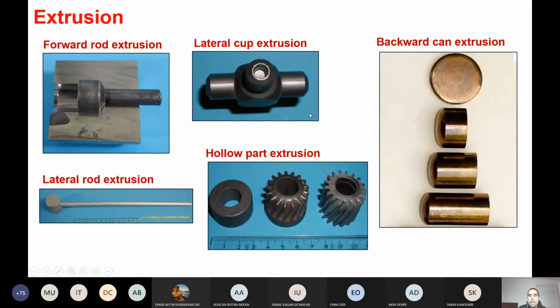These are examples of extrusion. There are different types again, like forward rod extrusion. This is a spider where we have lateral cup extrusion. So the press is pressing from the top side, and these four arms are extruded or flow in the lateral direction.